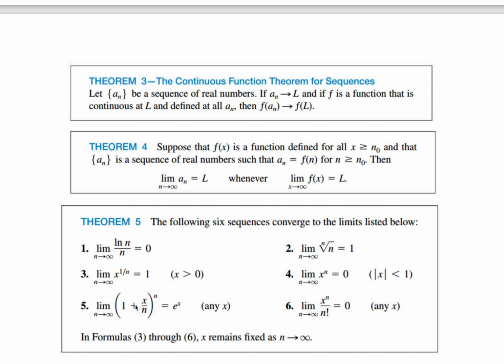Theorem 4 is very related. It says if f of x is a function defined for all x greater than or equal to some value n sub naught, and a sub n is a sequence where a sub n equals f of n for all values of n greater than or equal to some value n sub naught, then the limit of the sequence is going to be L whenever the limit of the function is also L. So we're able to define sequences in terms of functions.